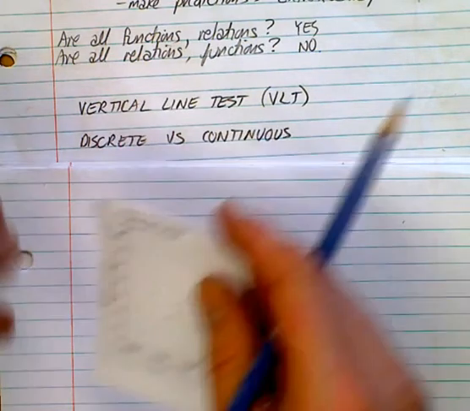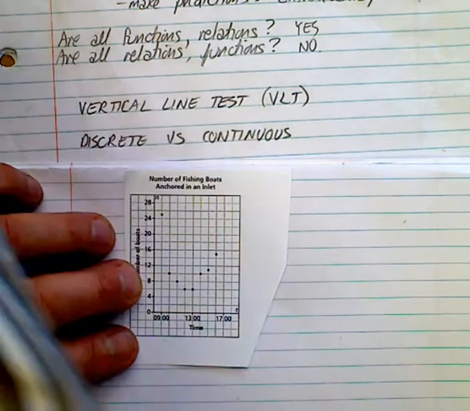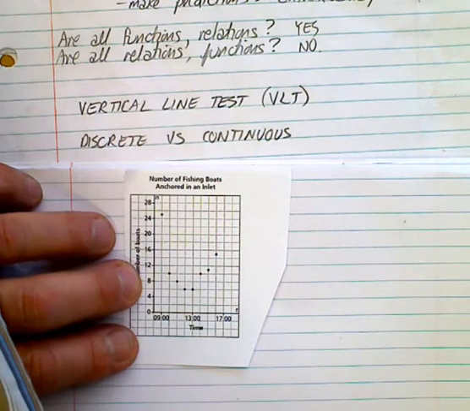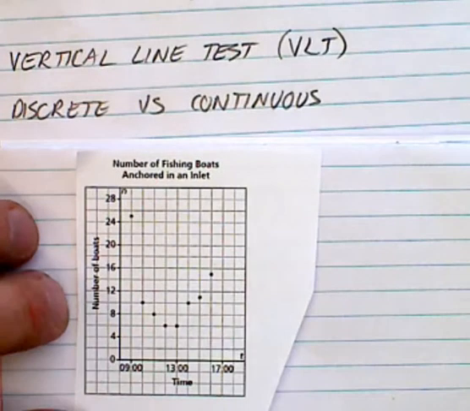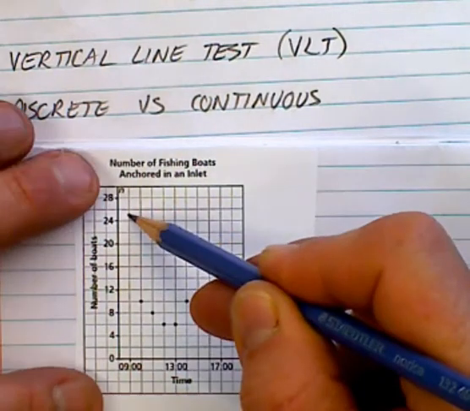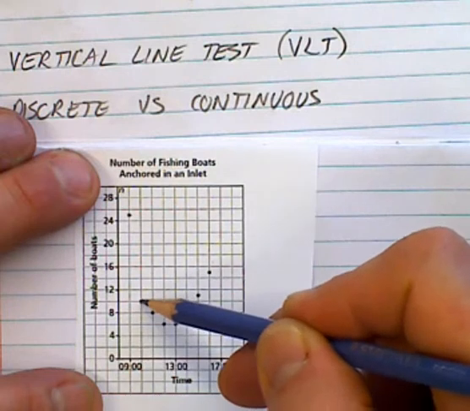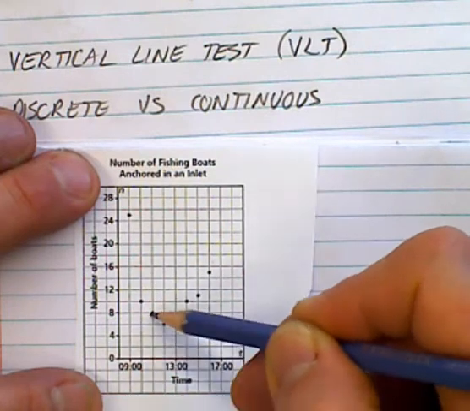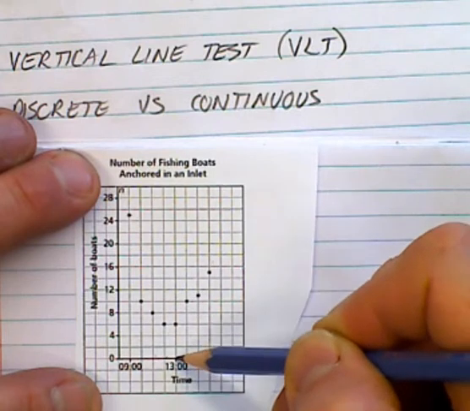How about the number of fishing boats anchored in an inlet? Let me see if I can zoom in on that for you. So, number of fishing boats anchored in an inlet, right? You can see that at 9 o'clock there's like 25 boats, and at 10 o'clock there's 10 boats. At 11 o'clock there's 8 boats, at 12 o'clock there's 6 boats, and at 13 o'clock, or 1 o'clock, there's 12 boats.